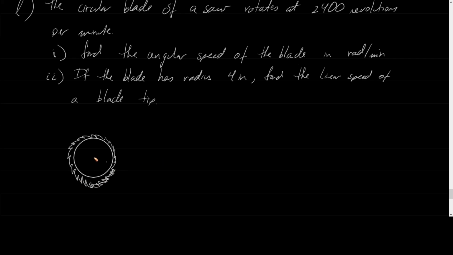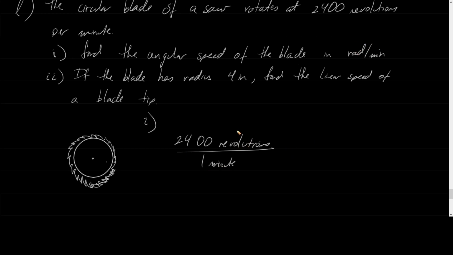All right, so in here we've got this blade spinning, right? And we know it spins at 2400 revolutions per minute. We want this in radians per minute. All right, well, let's do this. 2400 revolutions, so this is the solution to part 1. 2400 revolutions per 1 minute. We want this in radians.